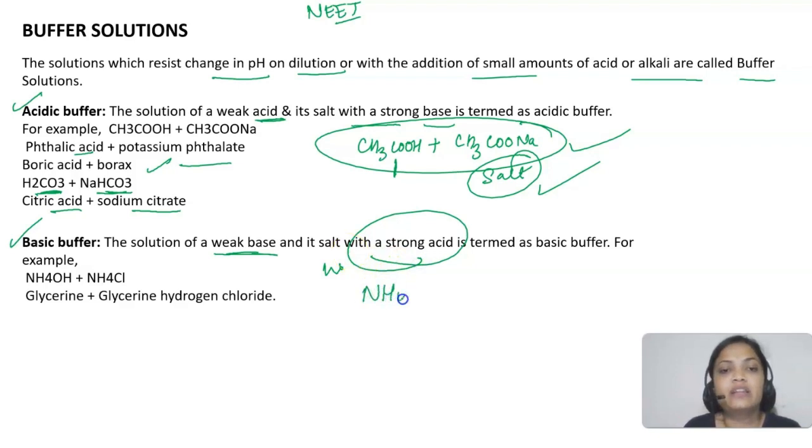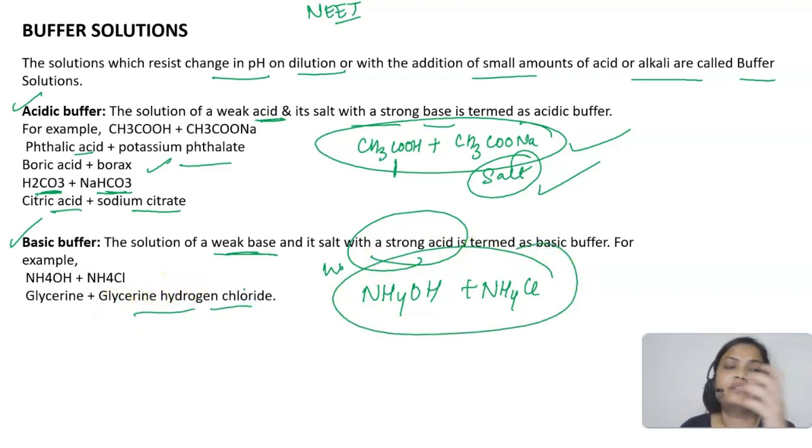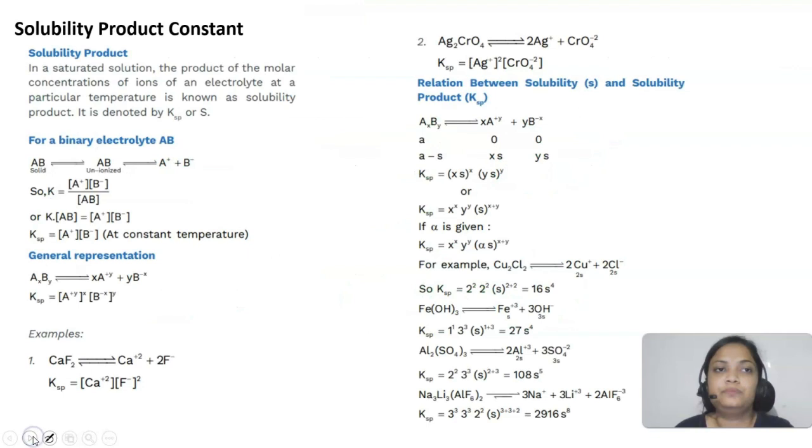So here we have taken like weak base is ammonium hydroxide and इसका salt with strong acid HCl will be ammonium chloride. So this will be a basic buffer. Same goes like glycerine plus glycerine hydrogen chloride. So these buffer solutions are used in various experiments in chemistry. Okay. Now the next is solubility product and solubility product constant.